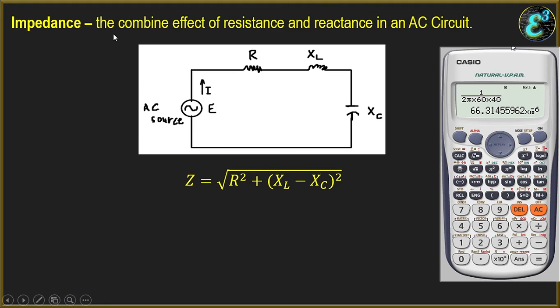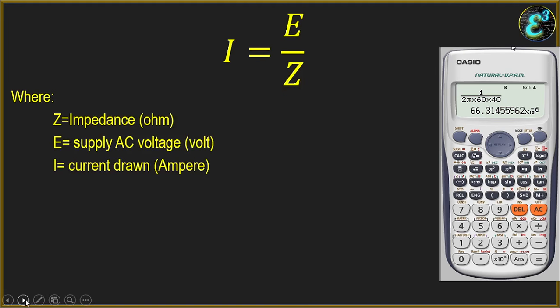Impedance. The combined effect of resistance and reactance in an AC circuit. So we have the formula for impedance: Z equals the square root of R squared plus XL minus XC, quantity squared. Meaning, we need to know the resistance and the inductive and capacitive reactance. Or we could have this formula, I equals E over Z. This is the new Ohm's law for the AC circuit, wherein Z is the impedance, E is the supply voltage, which is AC, and I is the current in amperes.